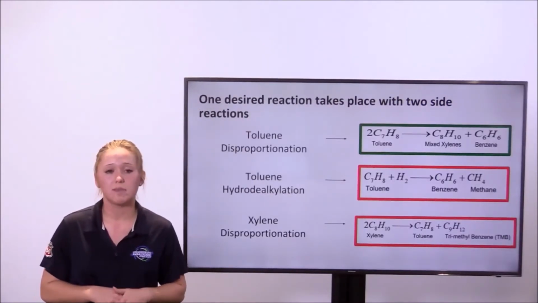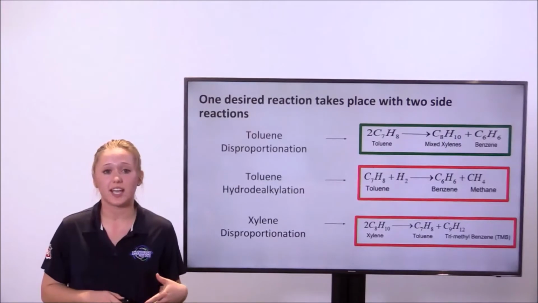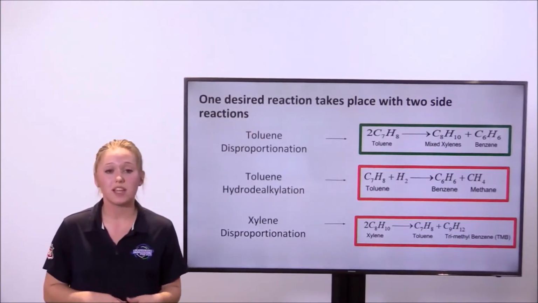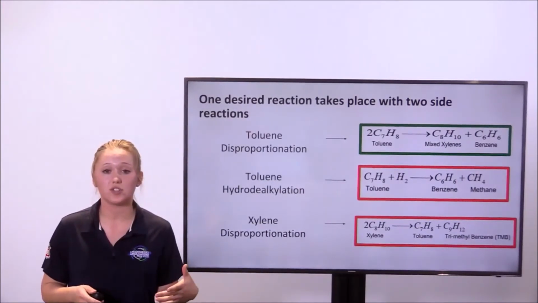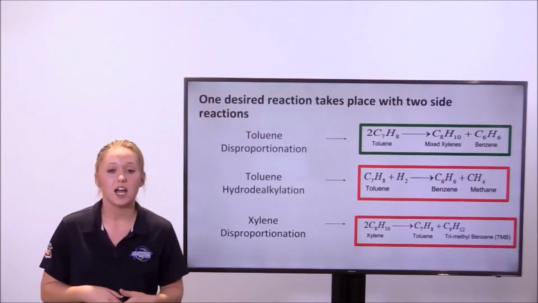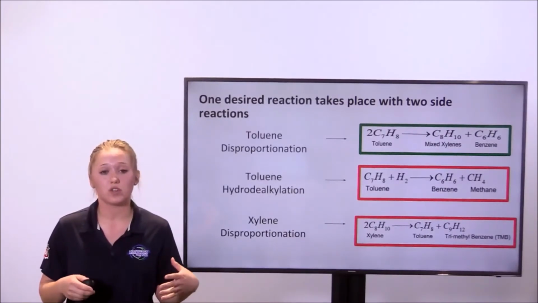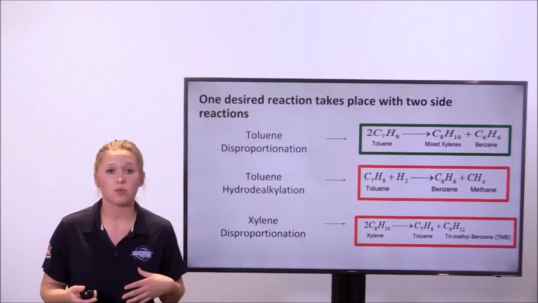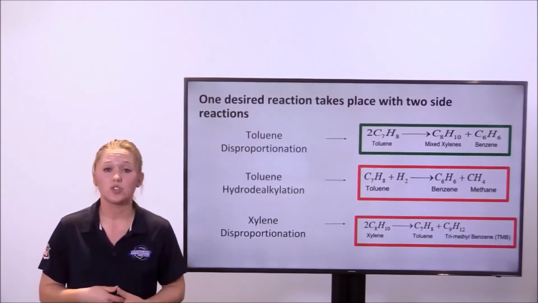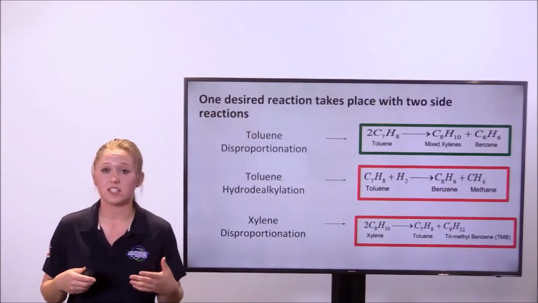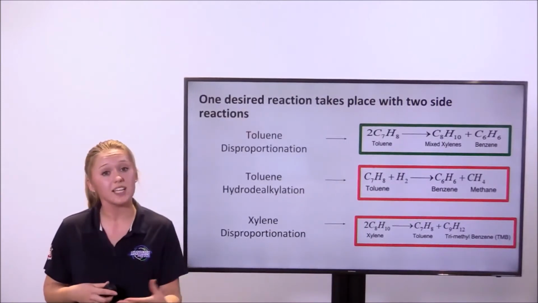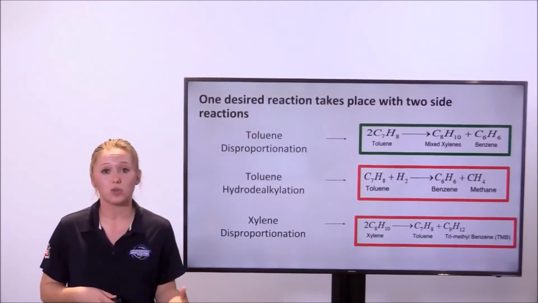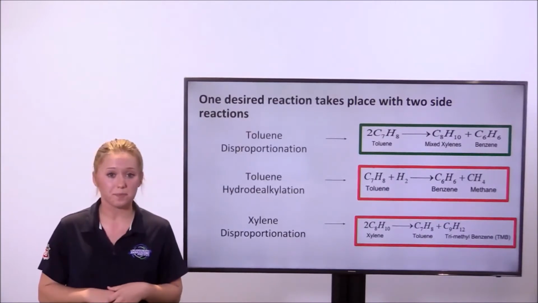So, like I mentioned earlier, we have two main feeds, hydrogen and toluene. So our main reaction taking place is toluene into mixed xylenes. That being said, there are two side reactions that are going to be taking place, and we had to design our reactor very carefully to increase the selectivity of paraxylene and the conversion of toluene into the mixed xylenes.